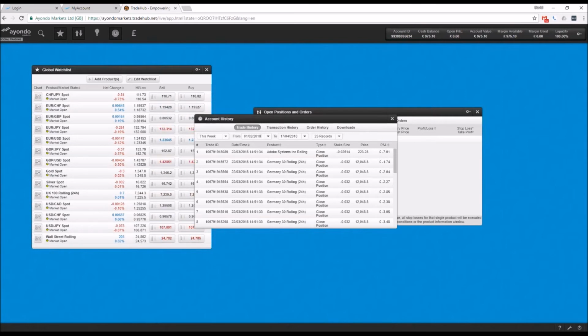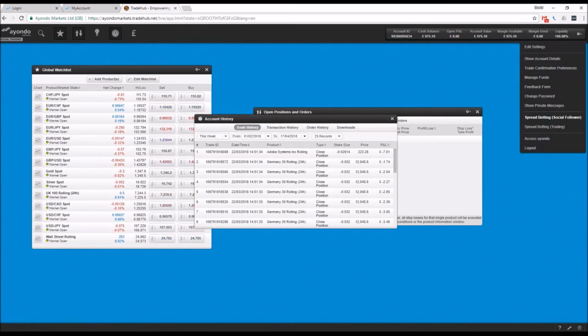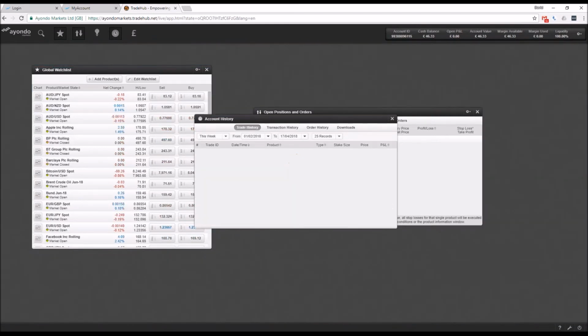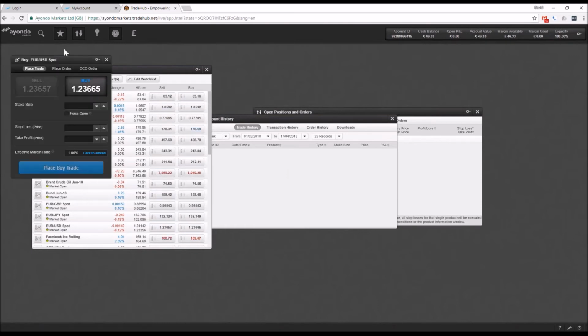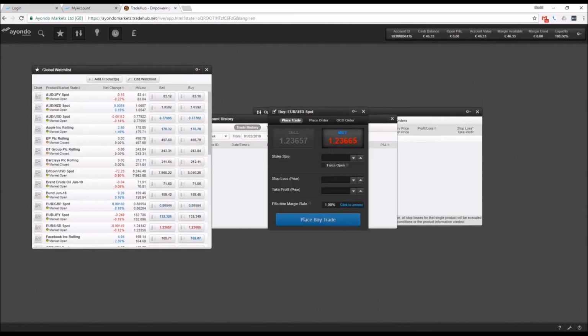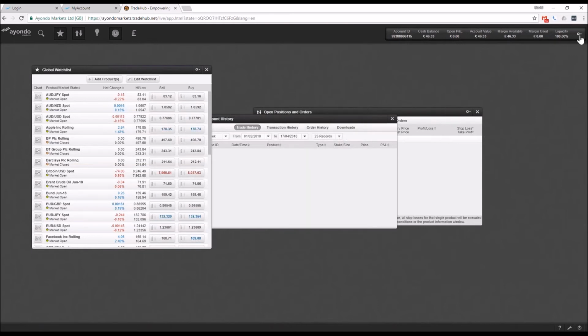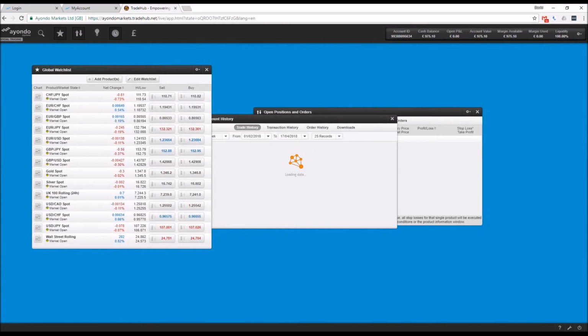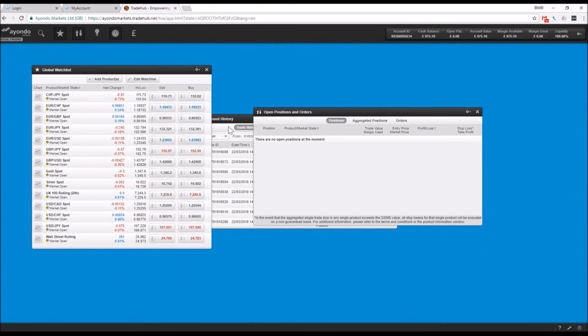So that's Trade Hub, and as part of your follower account, you also have a normal spread betting account. So you can jump over to your normal spread betting or CFD account and just trade it in the normal way, where you're making your own decisions on what to do rather than following somebody else. And then I can jump back onto my social follower account. No trades have gone through just yet.